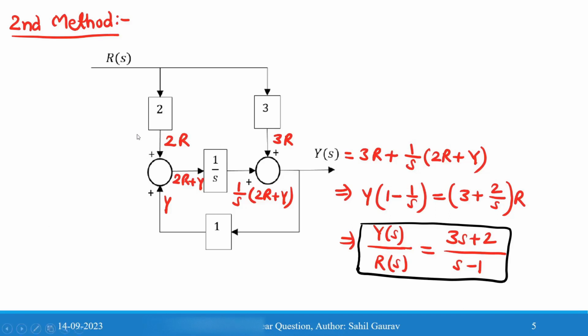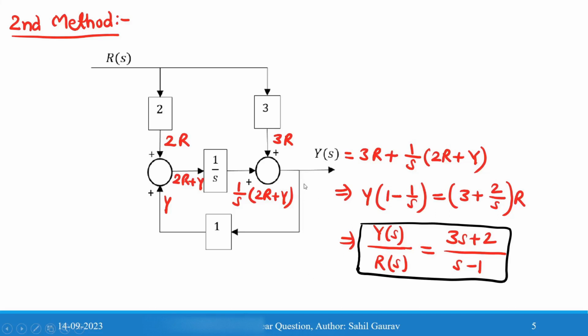Since this block diagram is very simple, we can also write the values at all the points and get the final answer. Here R(s) is the input and 2 is the gain, so at this point we get 2R, and here we get 3R. Now this feedback path has gain 1, so here we get Y, and after the summation block we get 2R plus Y, and 1/s is the gain value. After that we get 1/s into (2R plus Y), and 3R comes from this block, and the whole is Y(s). So we can write Y(s) equal to 3R plus 1/s into (2R plus Y), and on simplifying this we get the expression.